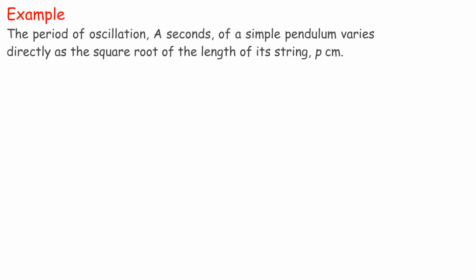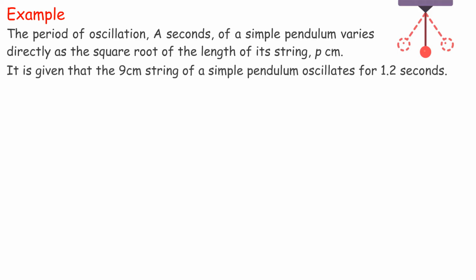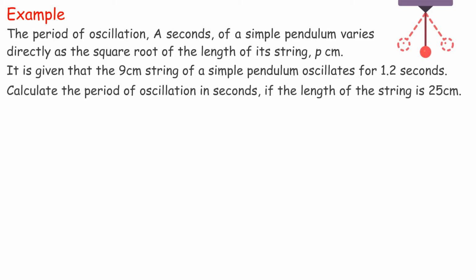Example: the period of oscillation, A seconds, of a simple pendulum varies directly as the square root of the length of its string, P cm. It is given that the 9 cm string of the simple pendulum oscillates for 1.2 seconds. Calculate the period of oscillation in seconds if the length of the string is 25 centimeters.